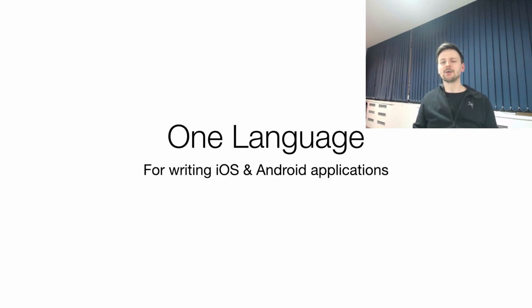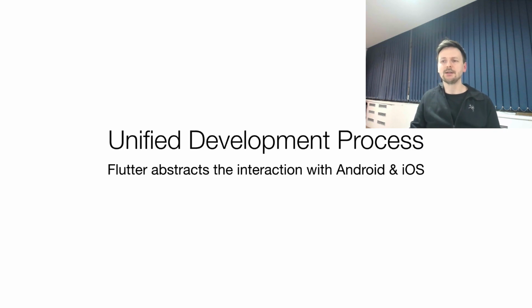What's important about Flutter is that you can not only use a single programming language to target both of these platforms, iOS and Android, but you can also have a unified development process, which means that you use a single set of tools, a single toolchain to work with both of these platforms. Flutter, we could say, abstracts the interaction with both Android and iOS while still producing native code. So simply put, you don't need to learn different ways of writing mobile applications for different mobile platforms.